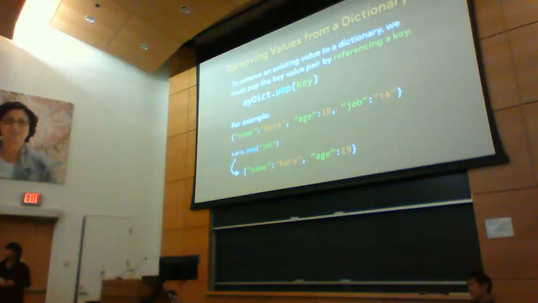So you said char.pop job, right? But it returned your name and age. No, I'm saying that the dictionary will look like that afterwards. That's why I use an arrow. After I pop job, the dictionary will look like that, but it doesn't actually return the dictionary. If you take char.pop job, it will give me job.